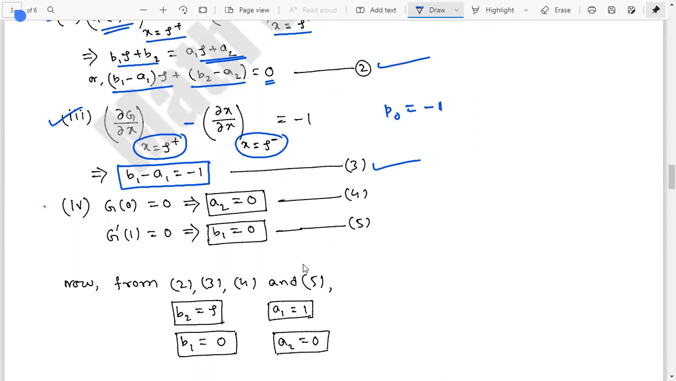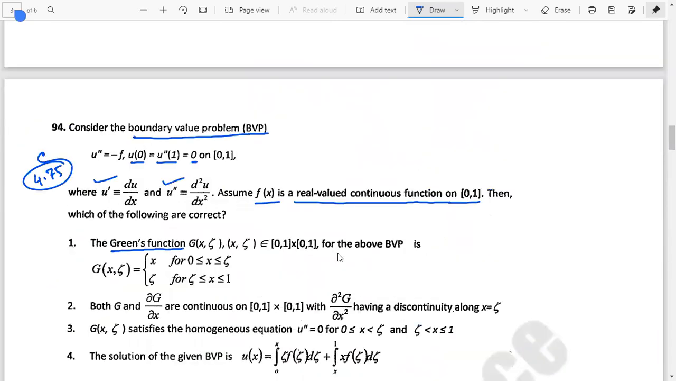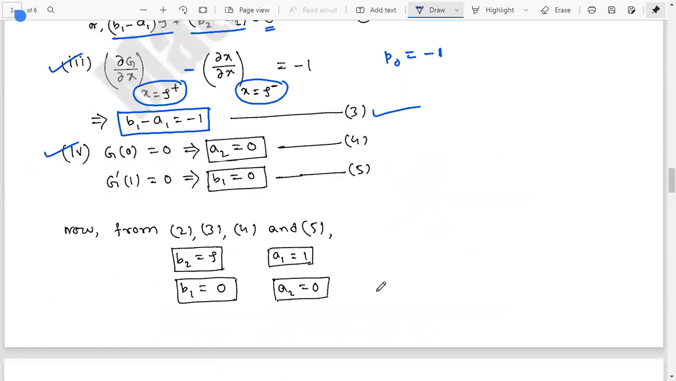The fourth property of Green's function is that Green's function always satisfies the boundary conditions. Here the boundary conditions are u(0) equals 0 and u dashed (1), single dashed, equals 0. Since Green's function satisfies these two conditions, G(0) equals 0 and G dashed (1) equals 0. Now, using these two conditions, we are getting this form.